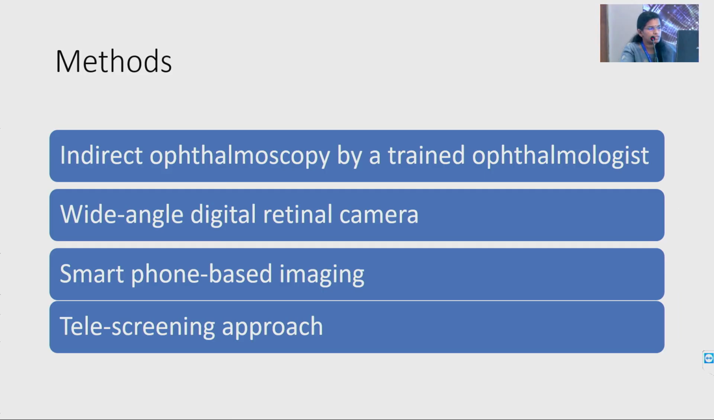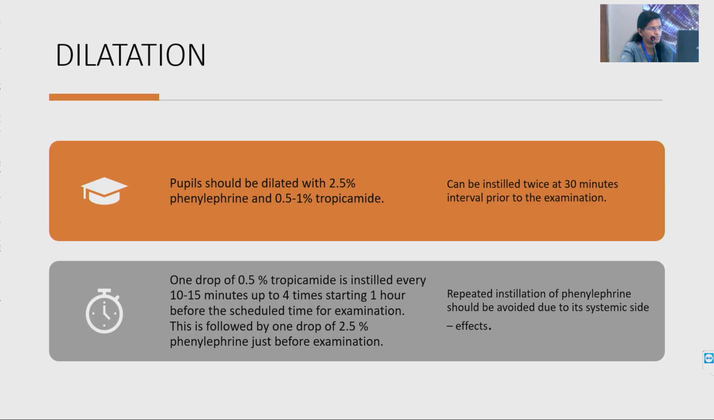And coming to the method, the gold standard ROP screening method even now is indirect ophthalmoscopy by a trained ophthalmologist. But other screening options are wide-angle digital retinal camera, smartphone-based screening, and tele-screening approaches.